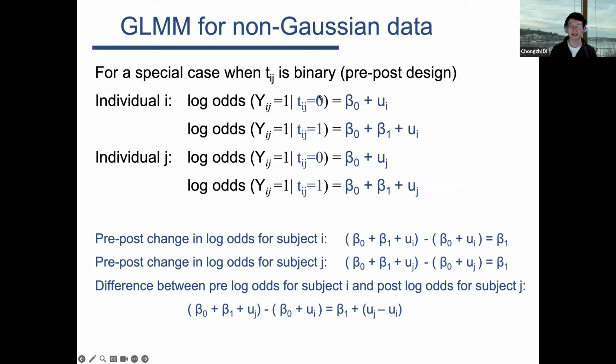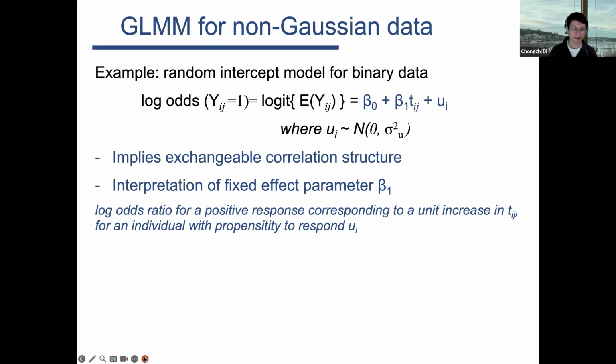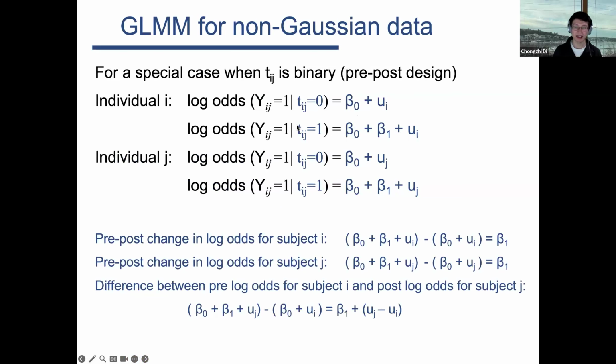Because when T is 0, the slope term disappears, and then at time 1, it becomes beta 0 plus beta 1 plus UI, right? Because beta 1 is really the change from baseline to follow up. And for individual J, you can write it out similarly. At baseline, the log odds is beta 0 plus UJ. At post intervention, it's beta 0 plus beta 1 plus UJ, right? So you can look at a few changes.